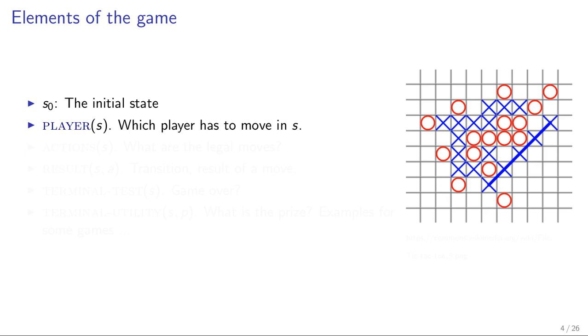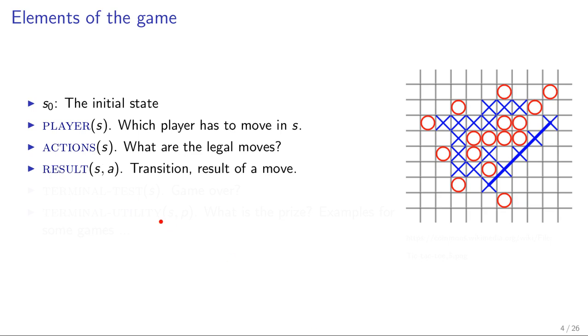Then it's important which player has to move, because we have two players. Mostly we will consider two-player games today. Then, what the legal moves are. Just like for search, it was which roads lead from a particular town. Now it's which legal moves I can make in a particular state, in a particular position. And the result, so it's a transition: it's a state, this is an action, and the result of a move.